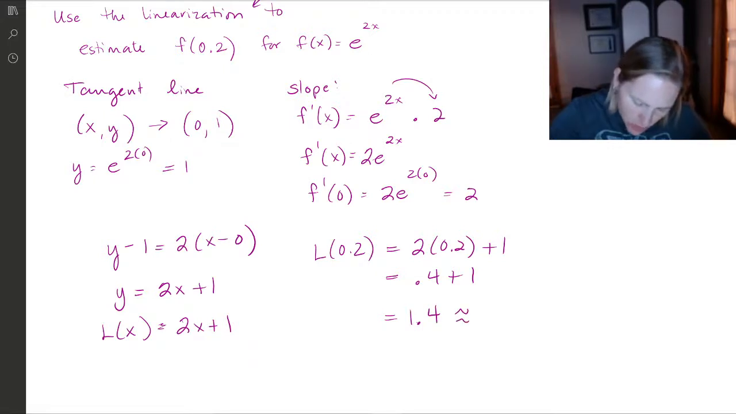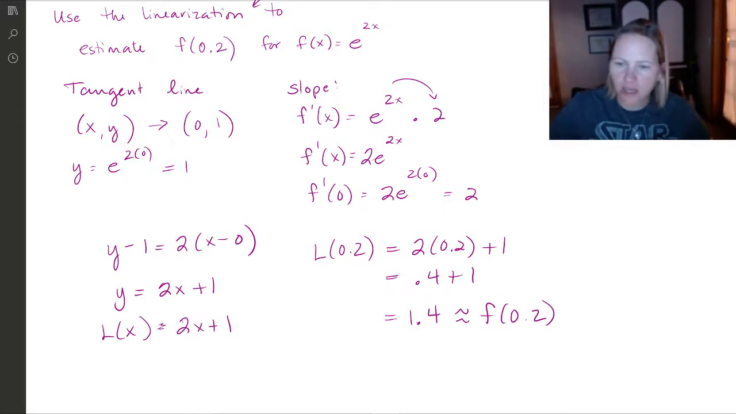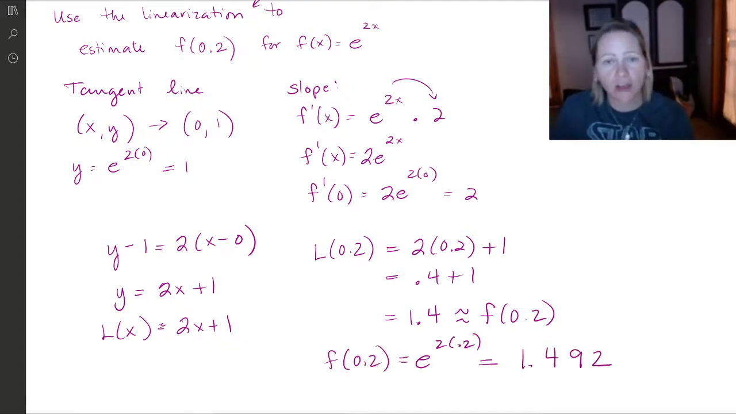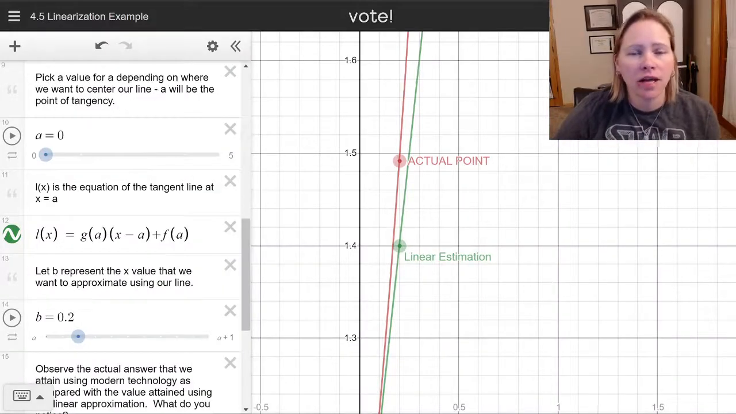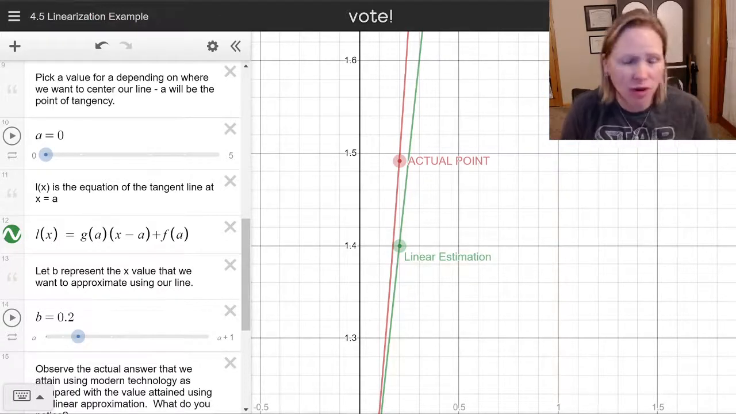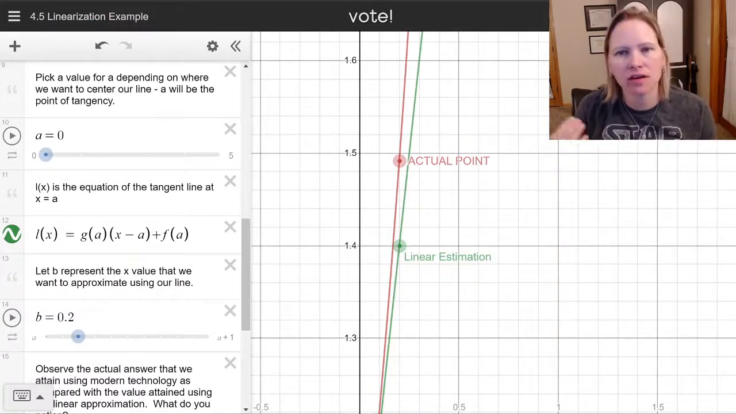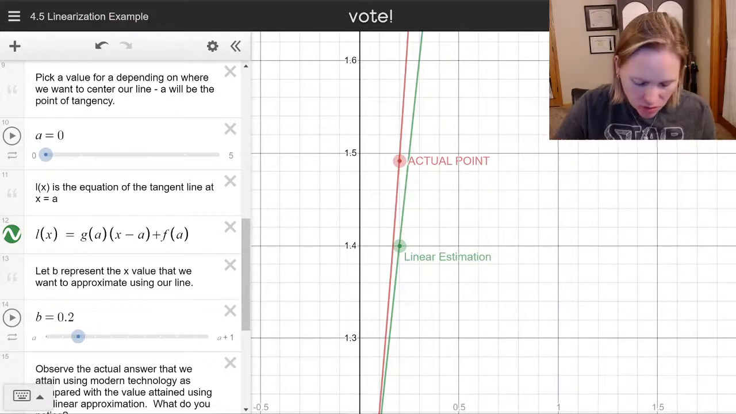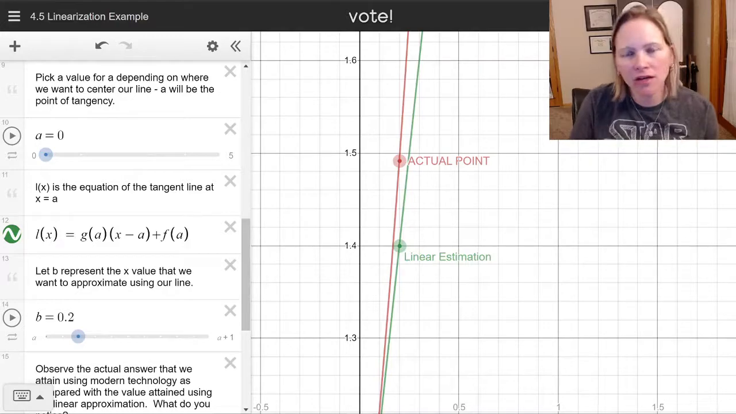So this is approximately f of 0.2. And if we were to test it out and just either look at the graph or plug it into our calculator, the actual value is 1.492. So this one's a little bit more off, and let's take a look at why that is. When we look at the graph in Desmos, remember the red curve is the actual e to the 2x function. The green curve is our equation of our tangent line. We can see our linear estimation came in underneath. The actual value is a bit higher.